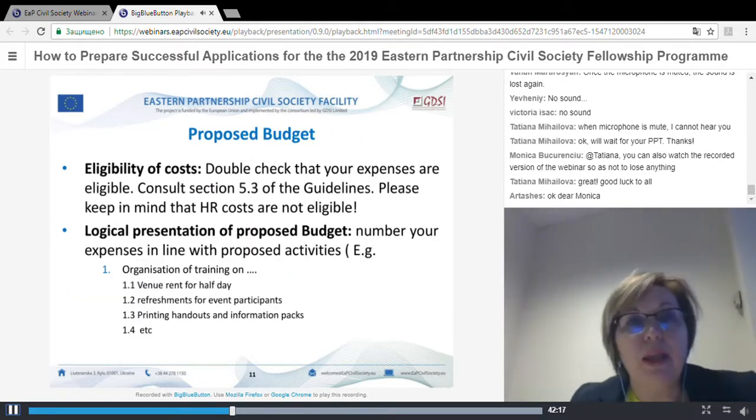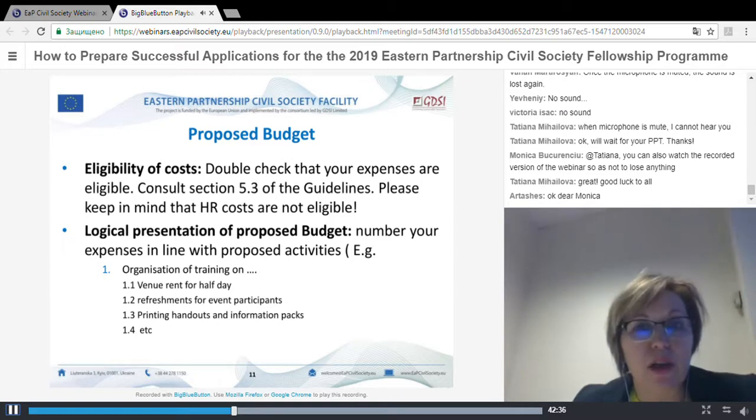Okay, coming to a very important topic: the budget. Eligibility of costs. Before submitting your budget, make sure you double-check that the expenses you included in the budget are eligible. Consult again section 5.3 of the guidelines and make sure that you don't include fees for yourself, because this fellowship is not for paying a salary for yourself.